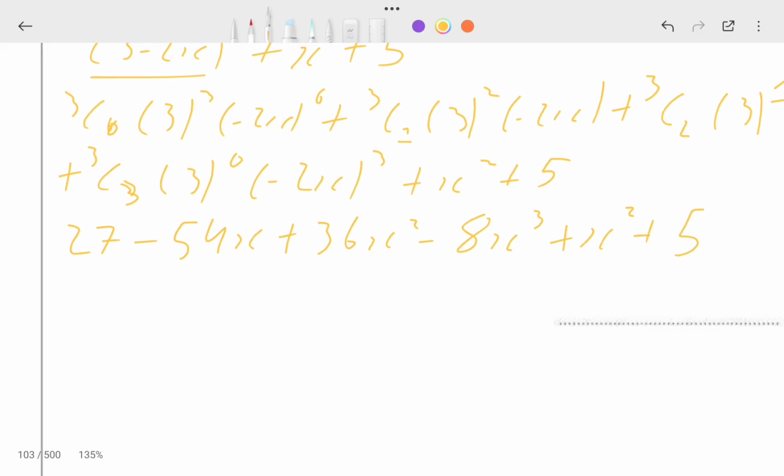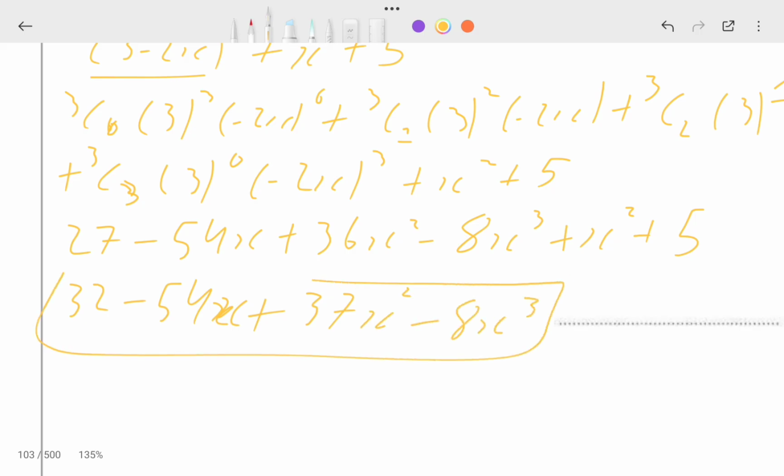Now we'll simplify this. 36 plus 1 is 37, and 27 plus 5 will give us 32. So 32 minus 54x plus 37x squared minus 8x cubed. So this is our answer.